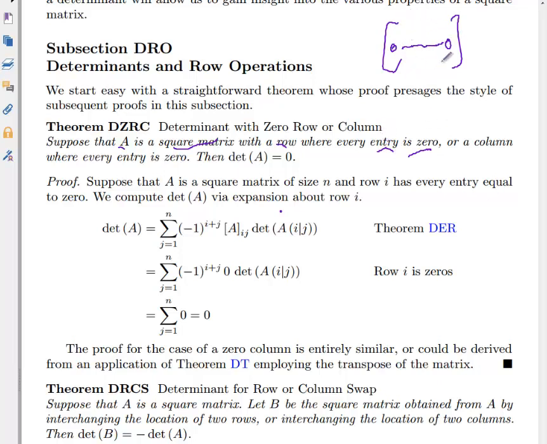And the way you prove that is simply row expand along that zero row. Then all the terms in the row expansion will be zero. Or for a zero column, if you have a matrix where one column has all zeros, I could column expand along that zero column, and all the terms in my column expansion would be zero. So that means the determinant must be zero. As we mentioned, to compute the determinant, you can expand on any row or any column that you choose.